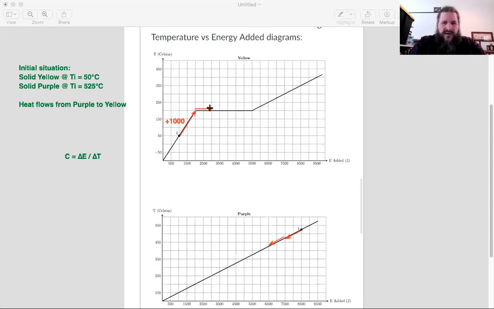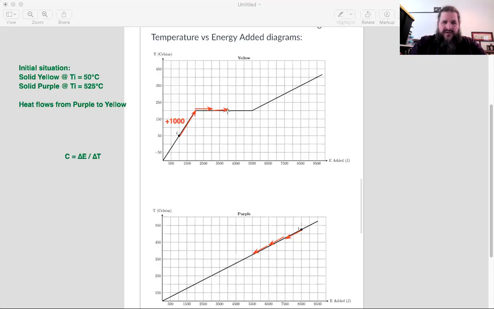Looks like yellow is still at 200 because it's going through a phase change. Purple is now at a little under 450. So still nowhere near the same temperature. So let's keep going. Yellow gains another 1,000 joules. Purple loses another 1,000 joules. Have they reached the same temperature yet? Not yet, so we keep going.